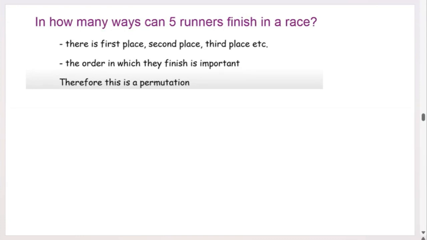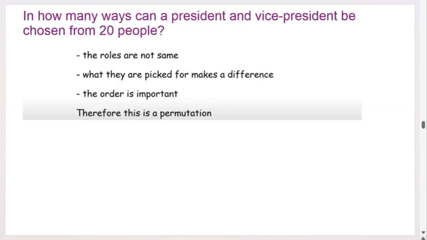Here's another example. In how many ways can a president and a vice president be chosen from 20 people? Without even looking at the answer, being president is an important role. There's an order here. The roles are not the same. Being a Ramaphosa, even the salary, you get a nice package, so you've got different roles.